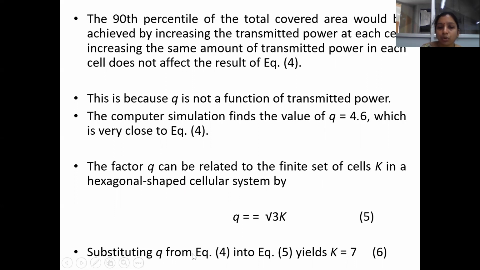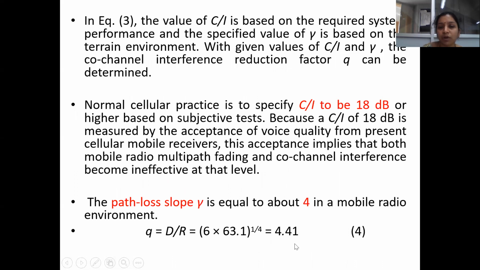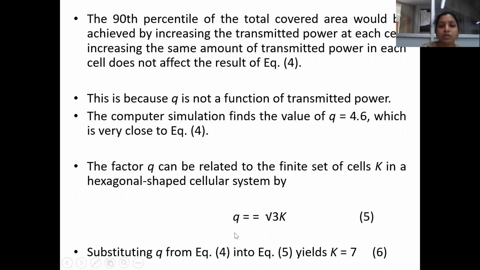Substituting Q from the above equation, what Q value did we get? 4.41. By substituting this value, we can find out the K value. If you substitute Q as 4.41, then K is equal to 4.41 by root 3. Then the K value we are getting is 7.